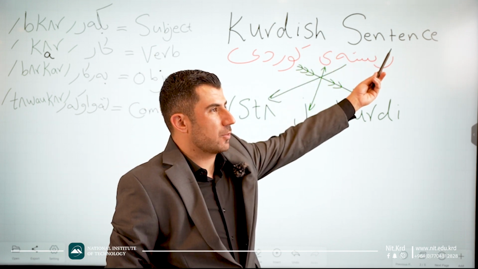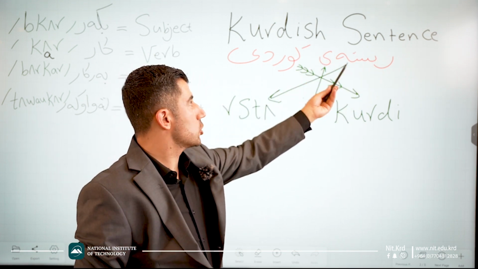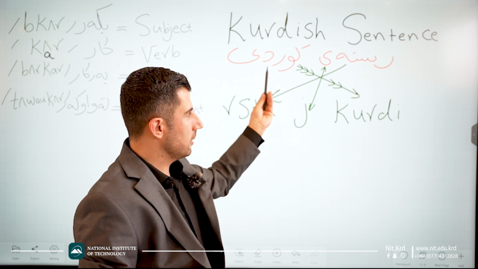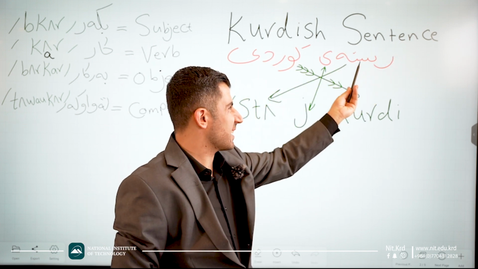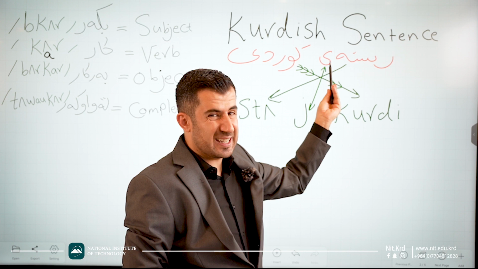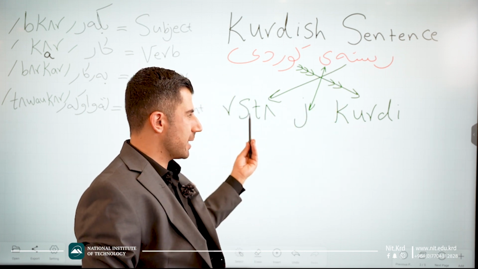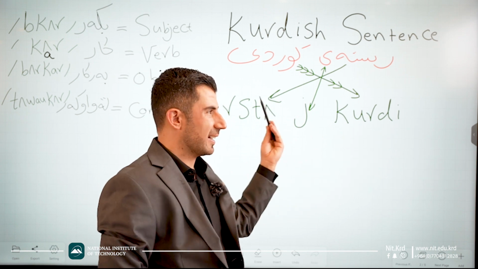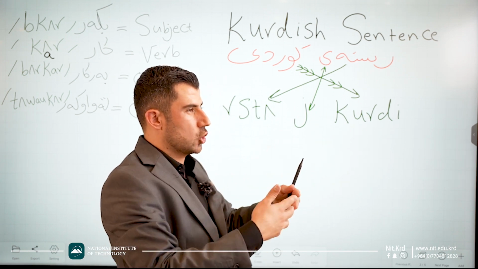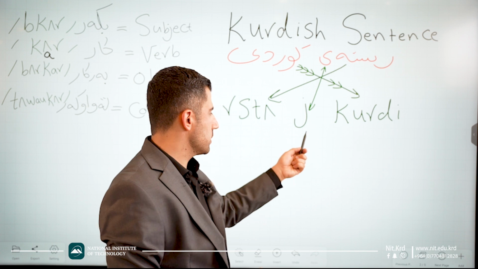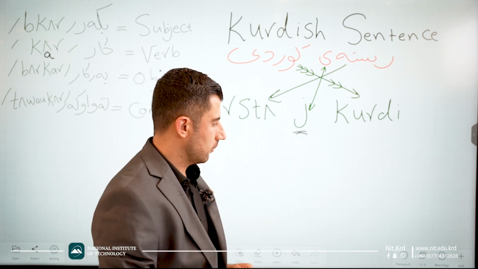Kurdish sentence, if we translate it to Kurdish language, Kurdish means Kurdi. Sentence means rasta. And this yi, we have it to connect the rasta with the Kurdi. Rastai Kurdi. We join these two words by using this e. Good.